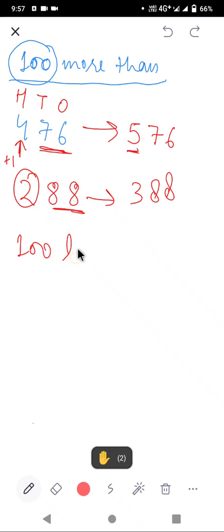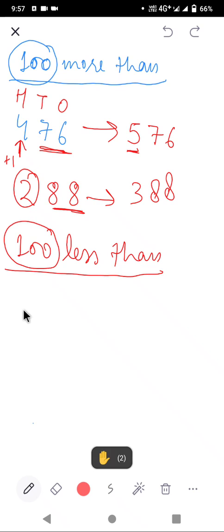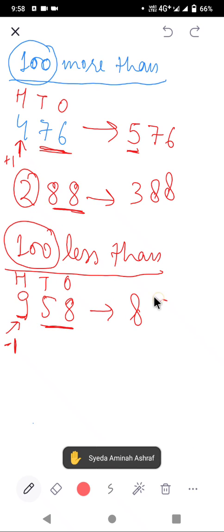Now 100 less than. For less than, we subtract 1. Here we are subtracting 100, so we will subtract 1 from the hundreds place. Here we have the number 958. This is ones, tens, and hundreds. So from the hundreds place we will subtract 1. 9 minus 1 is 8. These two digits will remain the same, 5, 8. So the number will be 858. 100 less than 958 is 858.